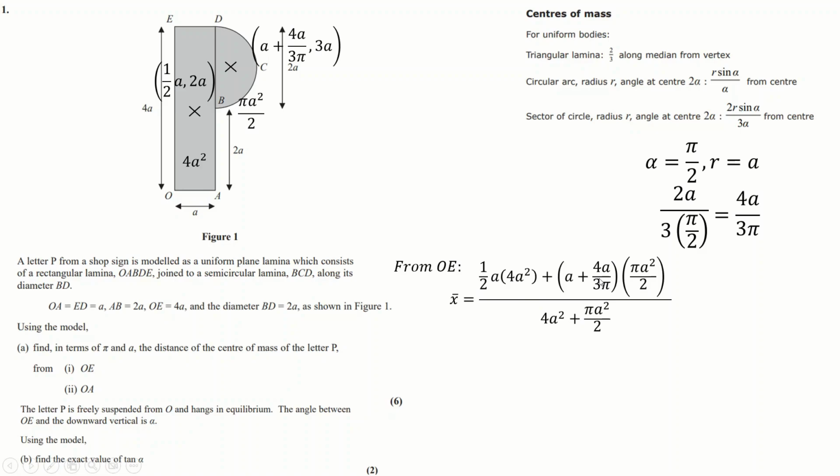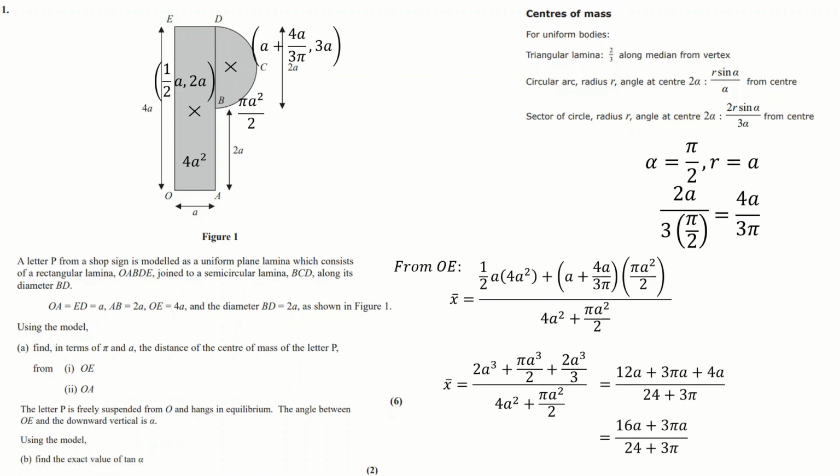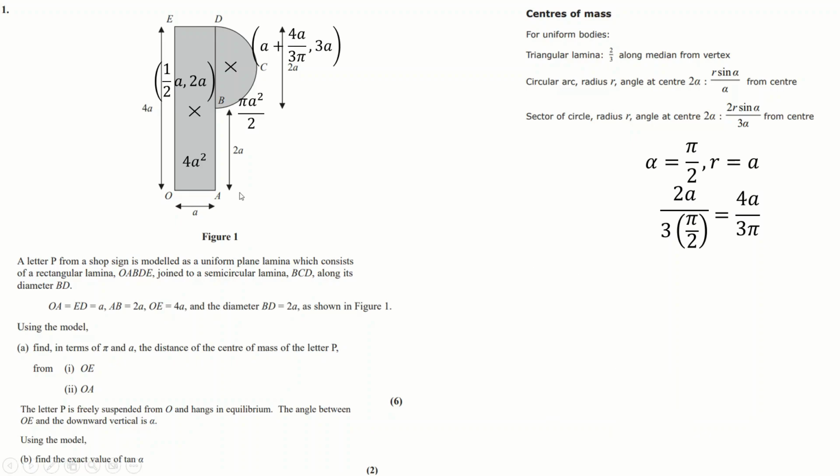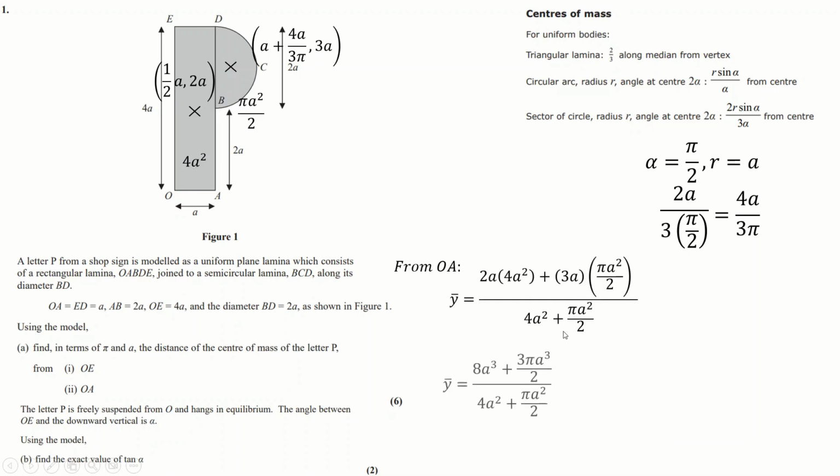But anyway, you sort this all out, and you eventually factorize out some a's, and I think I times everything by 6 here to get rid of all the fractions, and you eventually end up with this. And from OA, you just do basically exactly the same thing. You just look at the y bits instead, so this is going to be 2a times the area plus 3a times the area of this, and then just divide by the total area. Ends up being a tiny bit more simple, but you just sort it out and you get this. So those would be our two things that we have there.